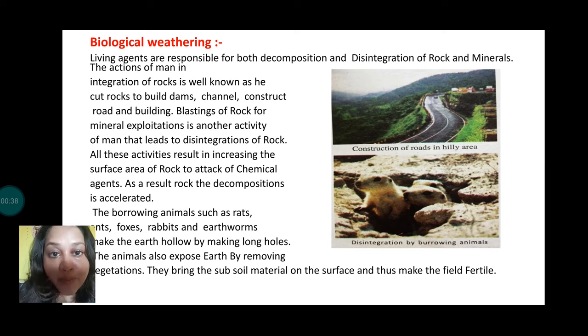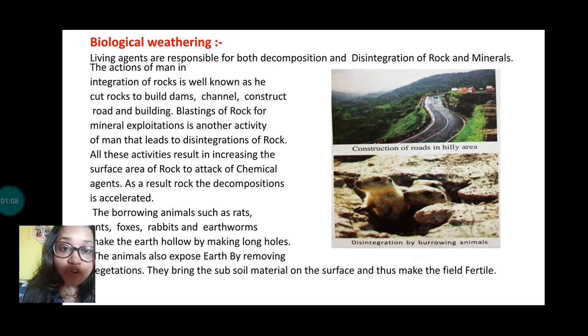First we will discuss biological weathering. Biological weathering means that living agents are mainly responsible for it. Living agents are also responsible for the decomposition and disintegration of rocks. Humans are also responsible for the disintegration and decomposition of rock.